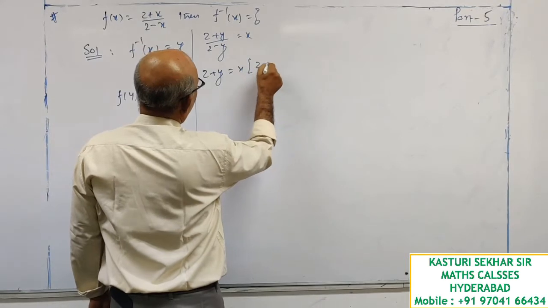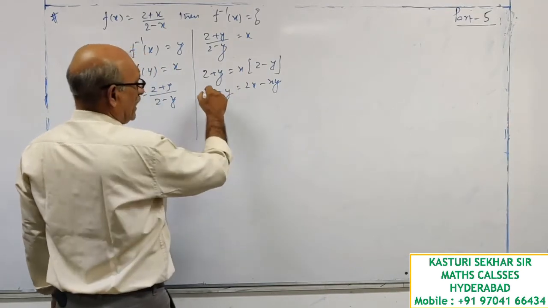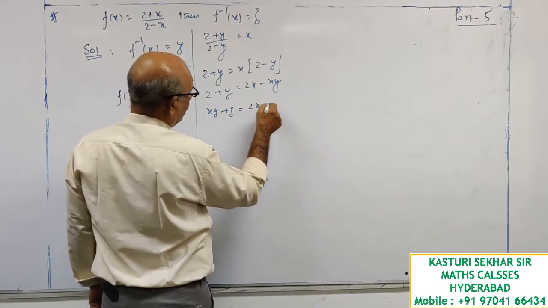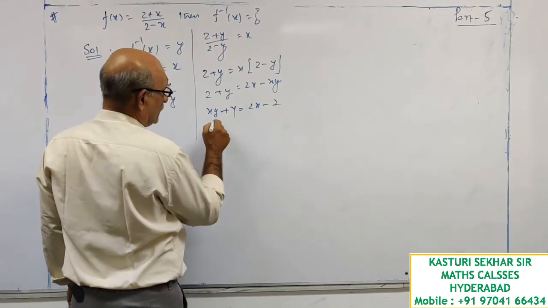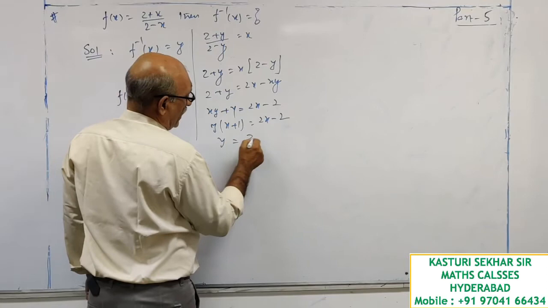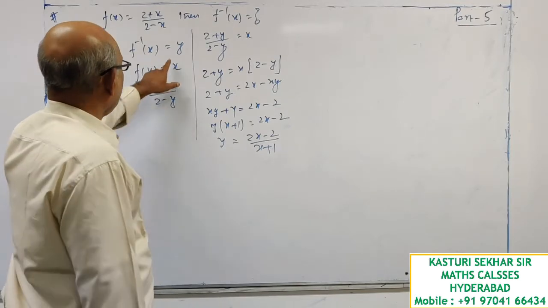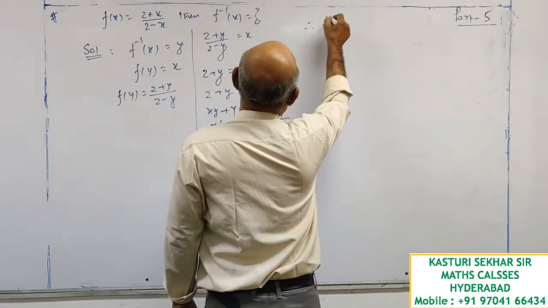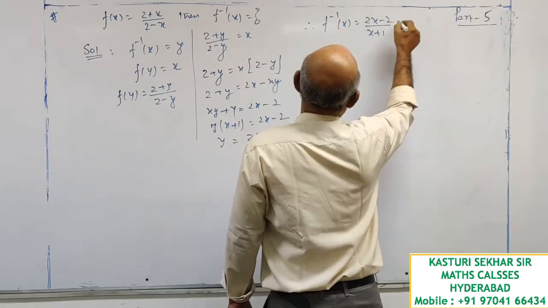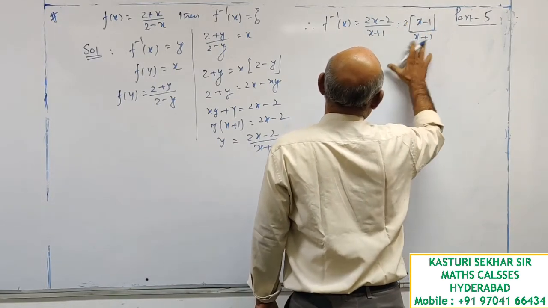2 plus y is x into 2 minus y. 2x minus xy is equal to 2 plus y. Take 2 to the other side, xy to this side. Xy plus y is equal to 2x minus 2. Y into x plus 1 is equal to 2x minus 2. Y is equal to 2x minus 2 by x plus 1. Y is what? F inverse x. Therefore, f inverse x is equal to 2x minus 2 divided by x plus 1. If I take 2 as common, it is x minus 1 divided by x plus 1.